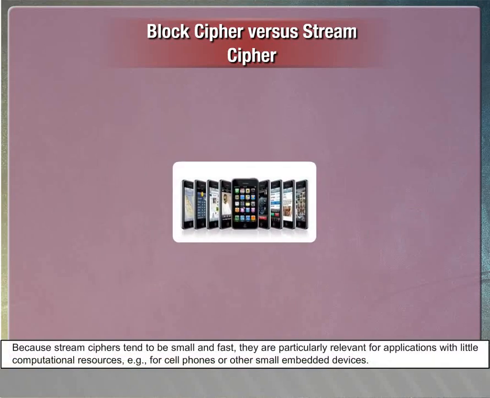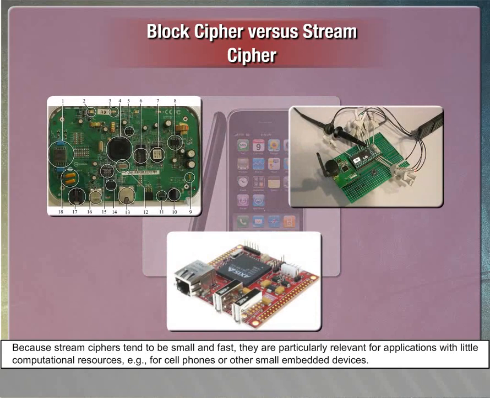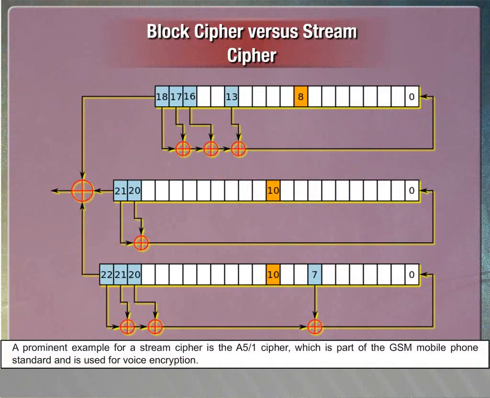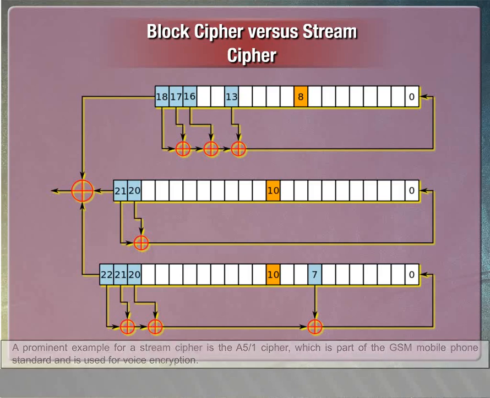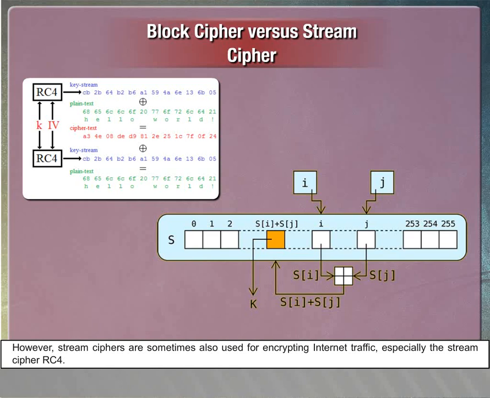Because stream ciphers tend to be small and fast, they are particularly relevant for applications with little computational resources, for example, for cell phones or other small embedded devices. A prominent example of a stream cipher is the A5/1 cipher, which is part of the GSM mobile phone standard and is used for voice encryption. However, stream ciphers are sometimes also used for encrypting internet traffic, especially the stream cipher RC4.